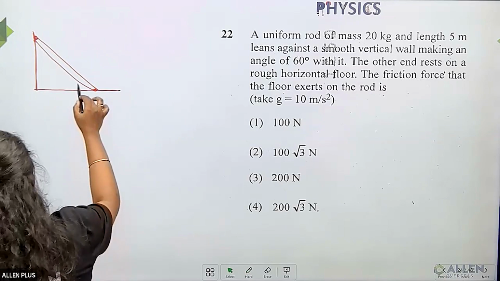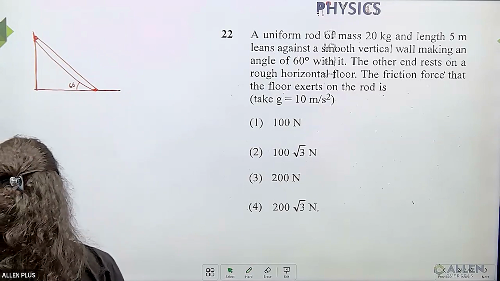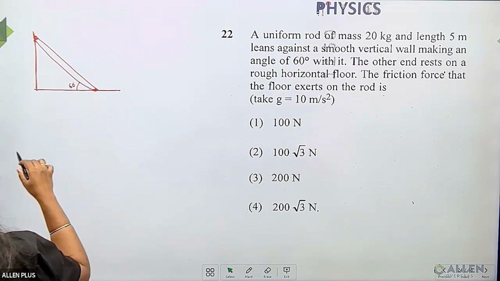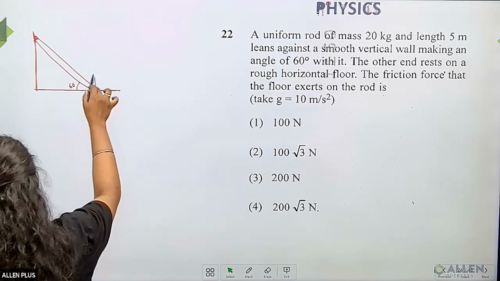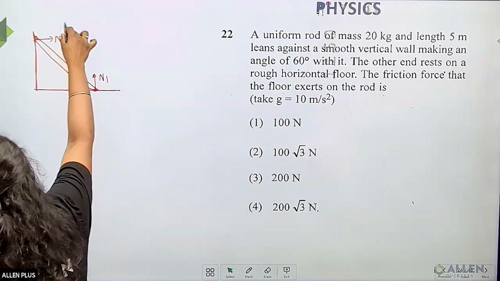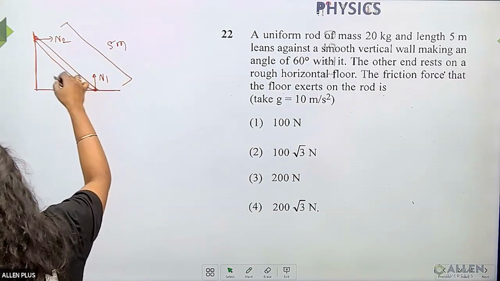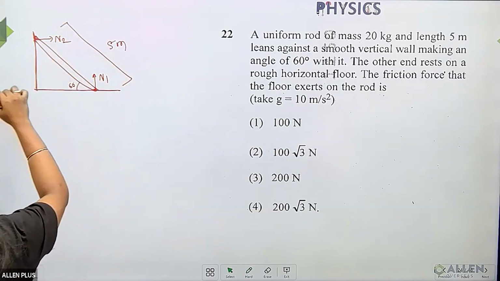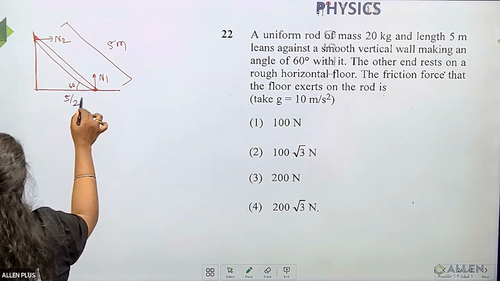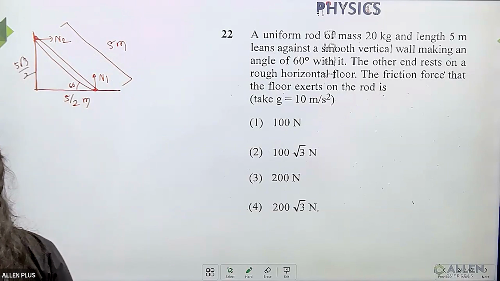Okay. Let me call this as 60°. It is making 60°. Now when it is making 60°, you will be having one normal component here, another normal component here. And this length they have given as 5 meter. If this length is 5 meter, what would be this length? This is 5 cos 60, so 5 by 2 meter. Here 5 root 3 by 2 meter it will become.